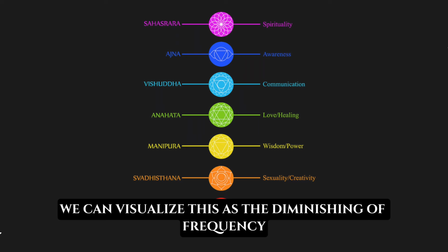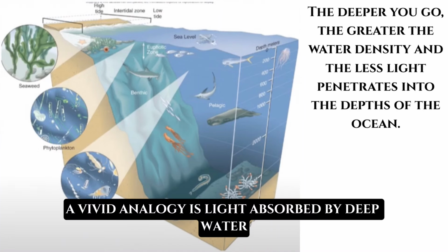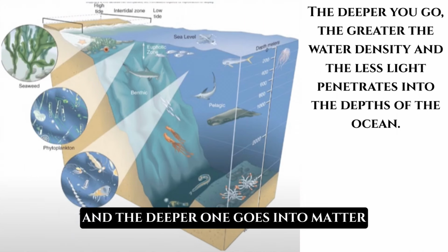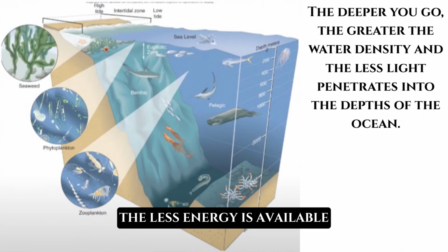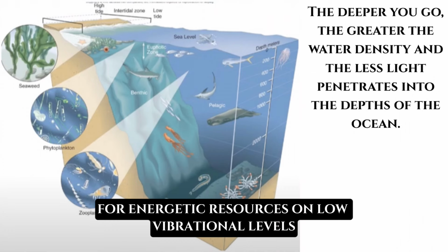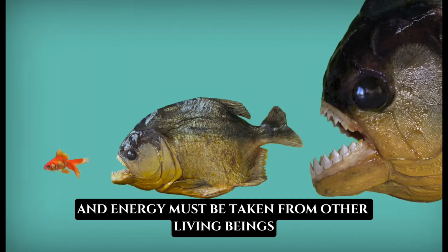We can visualize this as the diminishing of frequency as spirit, like light, penetrates deeper into matter. A vivid analogy is light absorbed by deep water. The deeper you go, the less light remains. And the deeper one goes into matter, the less energy is available, which leads to increased competition for energetic resources. On low vibrational levels, free-flowing energy is not available, and energy must be taken from other living beings.